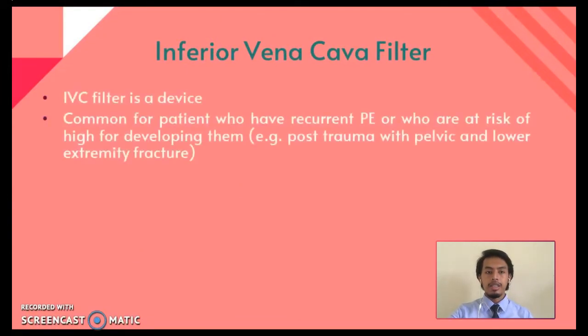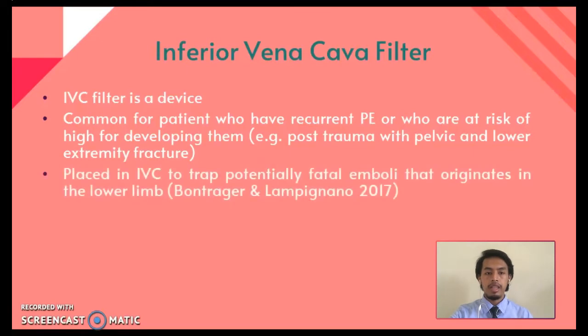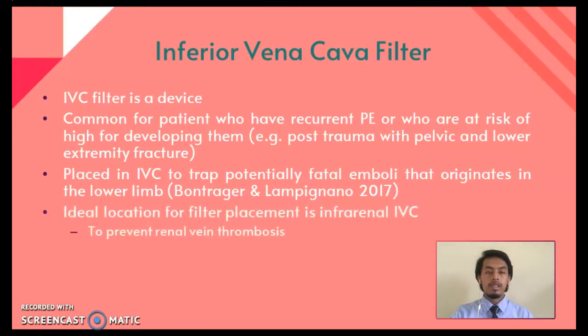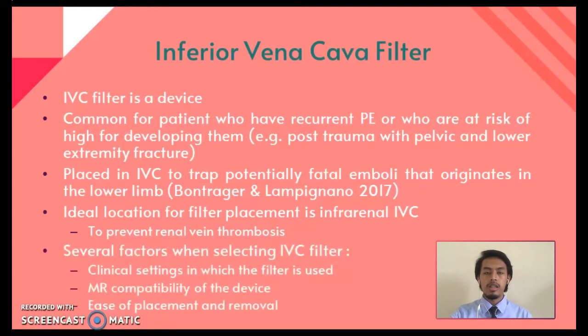An IVC filter is a device and it is common for patients who have recurrent pulmonary embolism or who are at high risk for developing them. For example, a patient who is post-trauma with a pelvic and lower extremity fracture. The device is placed in the inferior vena cava to trap the potentially fatal emboli that originate in the lower limb. The ideal location for the filter placement is the infrarenal IVC. The filter is placed infrarenal because it can help to prevent renal vein thrombosis. It is important to understand that the IVC filter can prevent a potentially life-threatening complication.